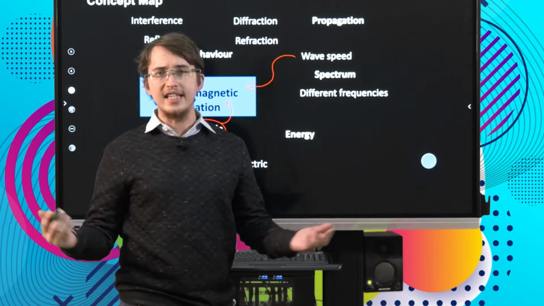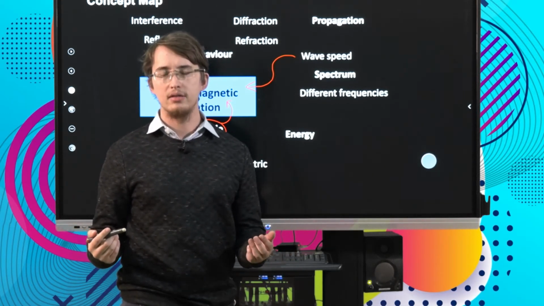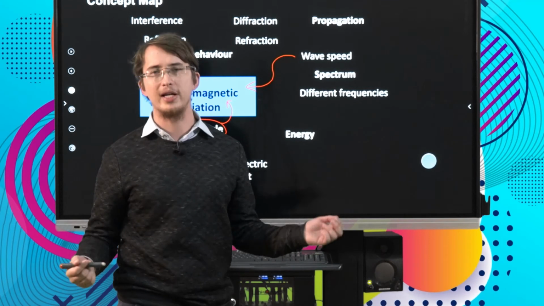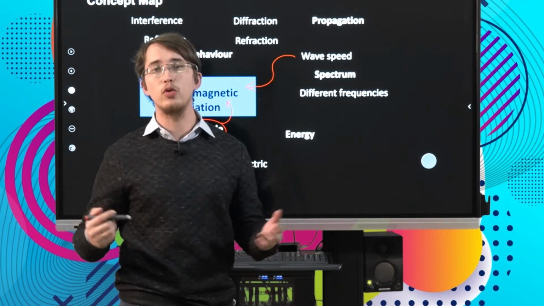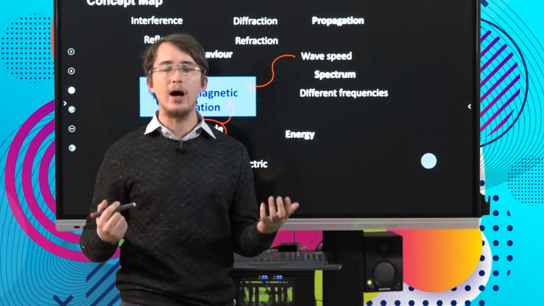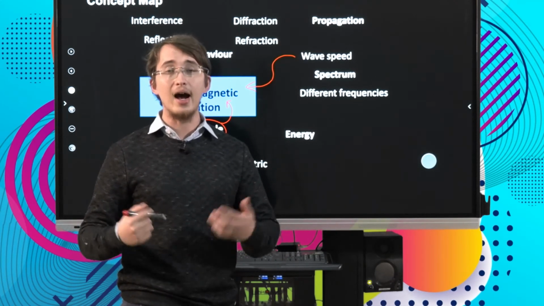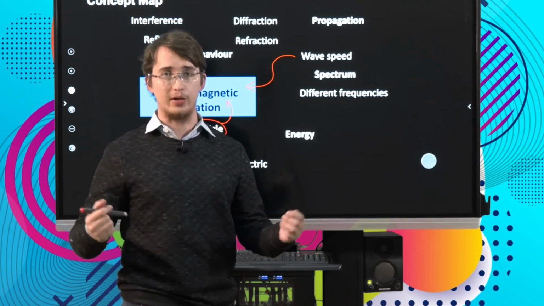Have you ever seen light being made? Have you ever seen any kind of electromagnetic radiation being made? The answer is no, not at least with your naked eye. So how does it form and how does it propagate? Let's have a look.